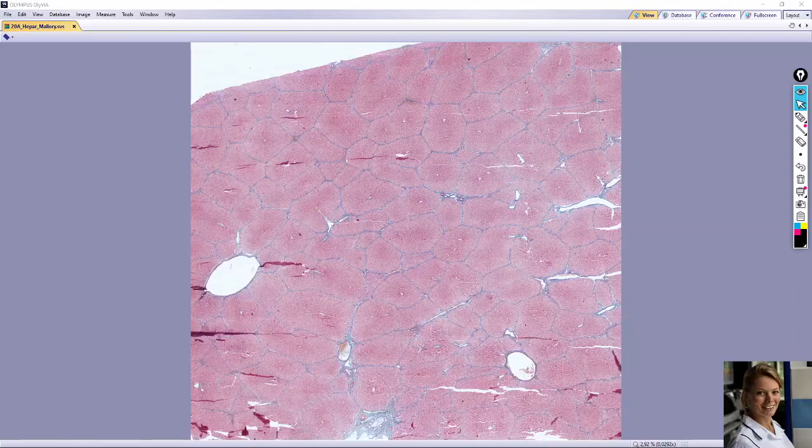In this video we will take a look at the slide of liver. This slide is stained with Mallory trichrome, where the connective tissue is blue, muscle tissue is reddish, and erythrocytes are yellow.